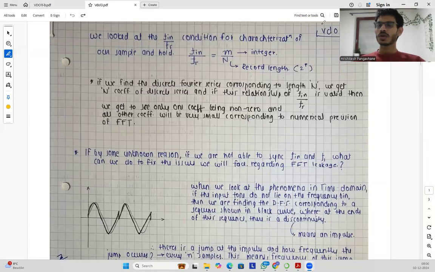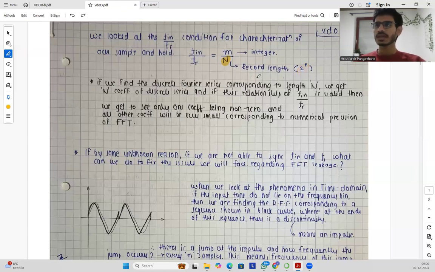Perfect. So until now, we looked at the Fn by Fs condition for characterization of our sample and hold. Basically, we had a condition where Fn by Fs was m by n, where m is an integer and n is taken to be 2 to the power p, and p is an integer. This is called the record length, and it is always taken as 2 to the power p. It makes it easier to calculate the fast Fourier transform. So that's the reason behind taking n as 2 to the power p.